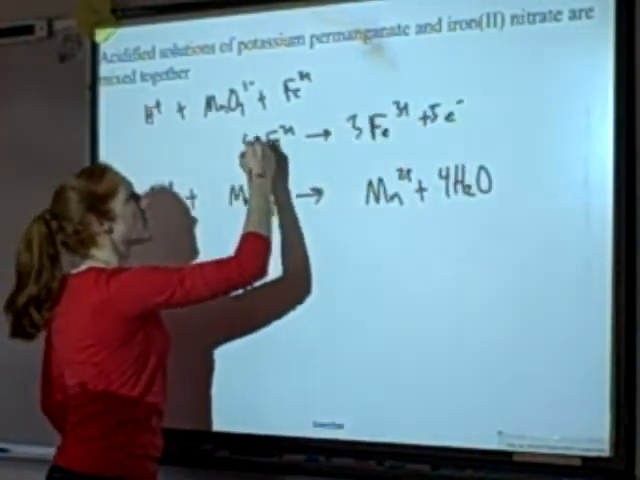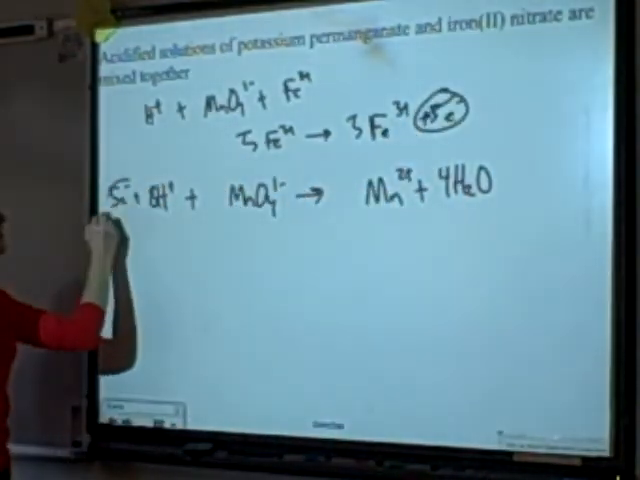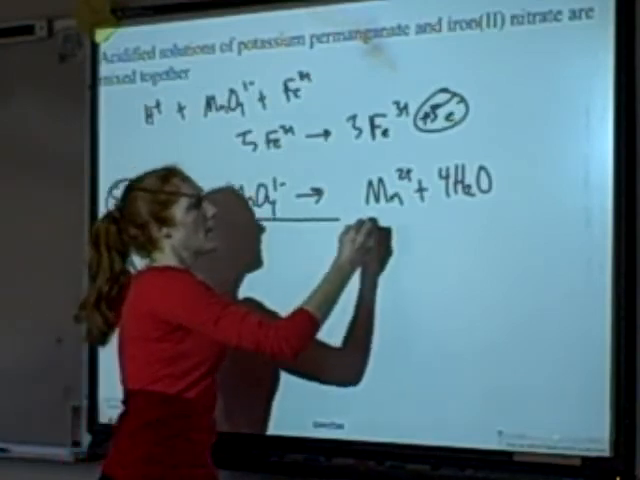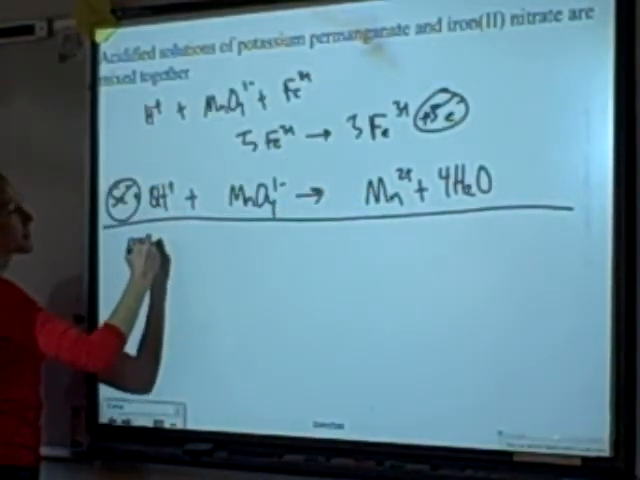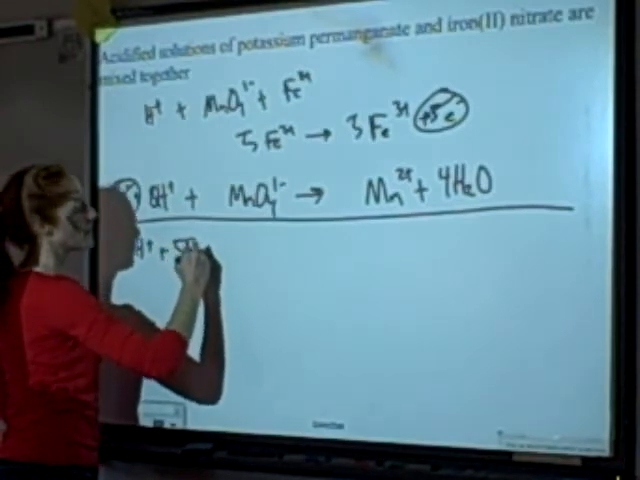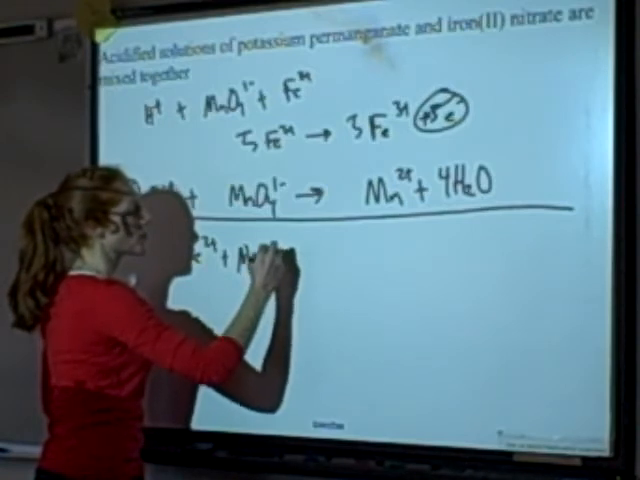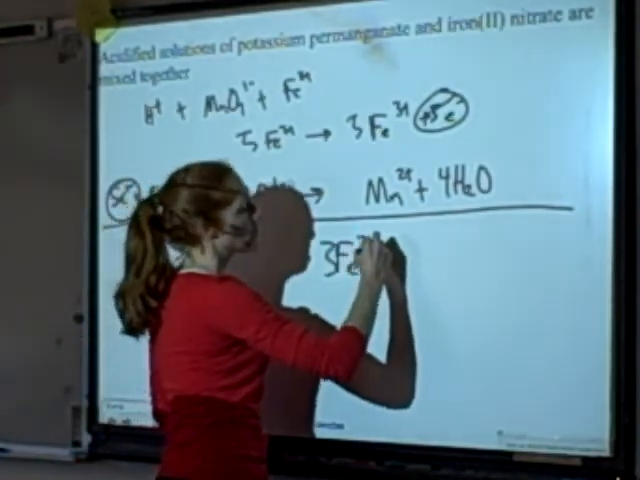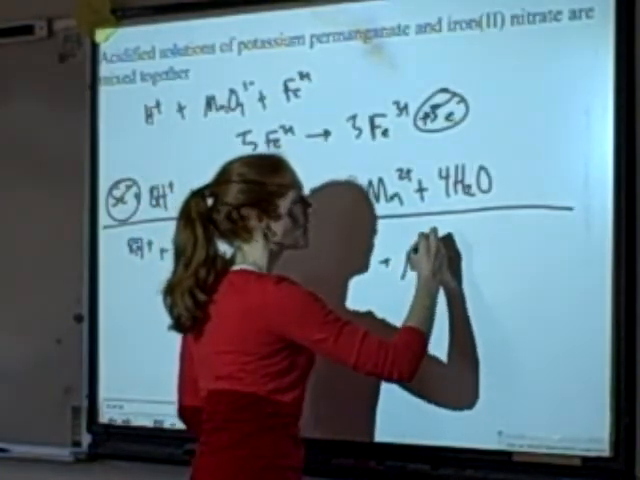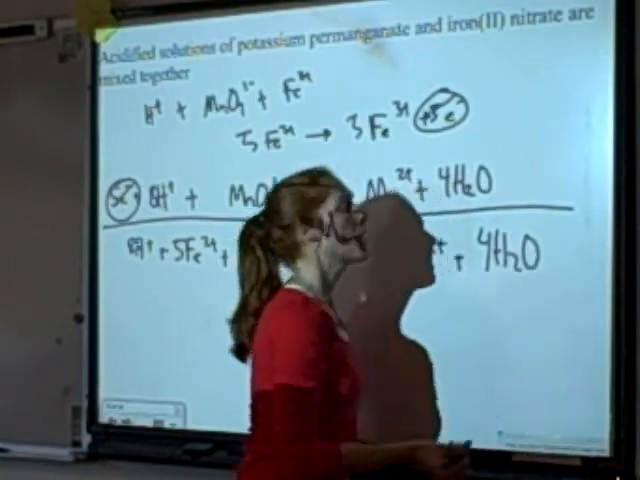So we'll do this step 5 times. So those 5 electrons that were produced are being consumed, and the reaction is done. So I can see I have 8 H+ plus 5 iron 2+, reacting with MnO4 with a 1- charge, permanganate, to make 5 irons with 3+ charges, a manganese 2+ ion, and 4 waters.